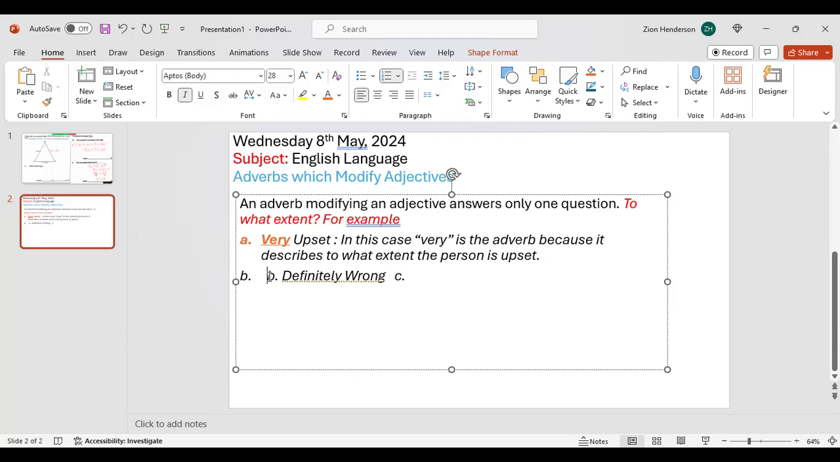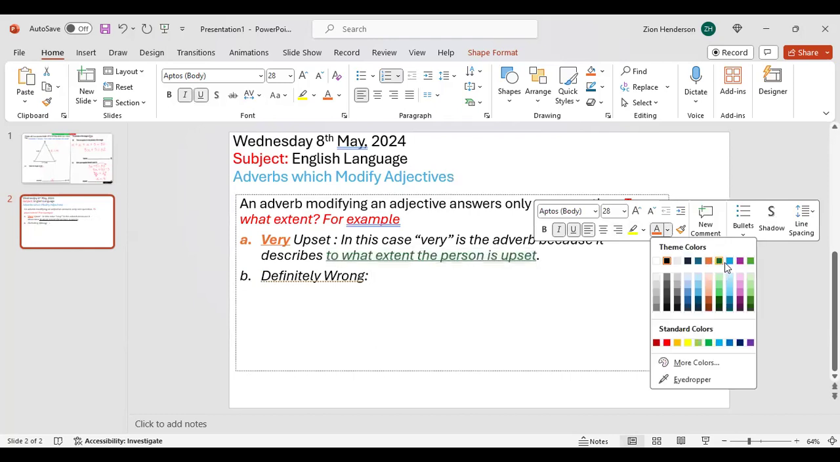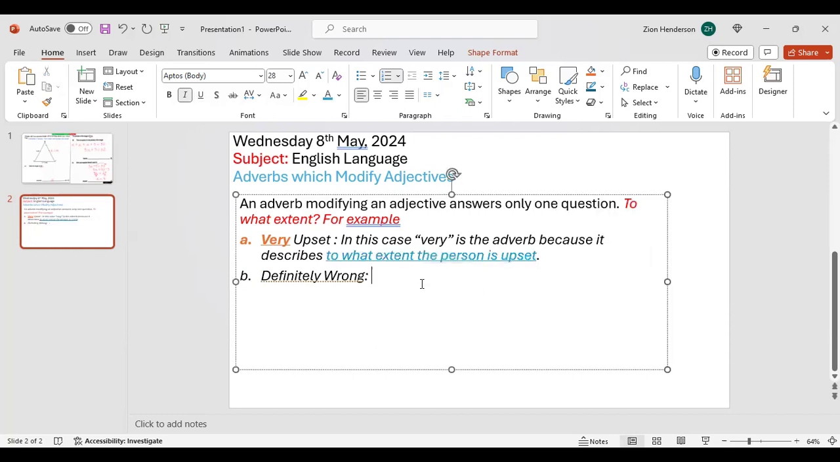Okay, now we have the next one. Definitely wrong. What is the adverb in this one? Definitely. Definitely, very good. Now, why is definitely the adverb? Why is definitely the adverb?